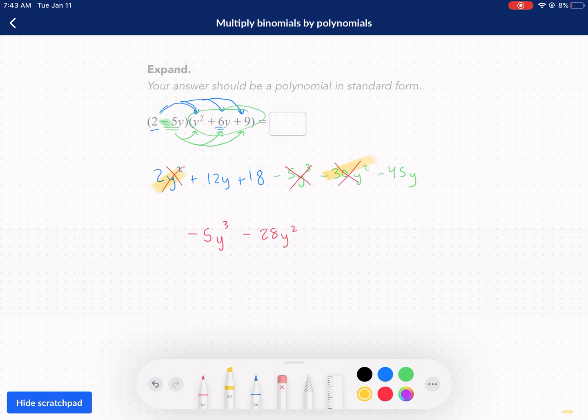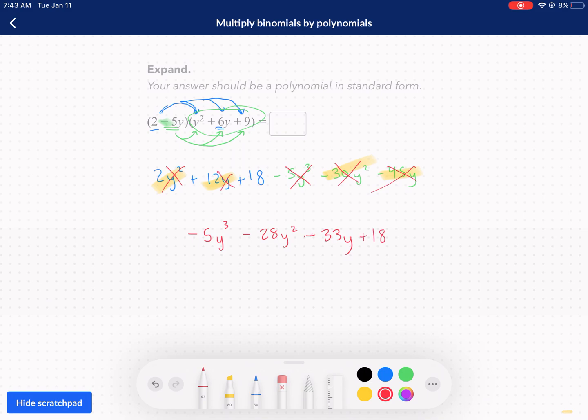I have some y's, just plain old y's. And that's going to give me negative. The 45 wins out. That's a negative. And then that's 33y. And then finally it's the 18, and he's by himself, so I do add 18.